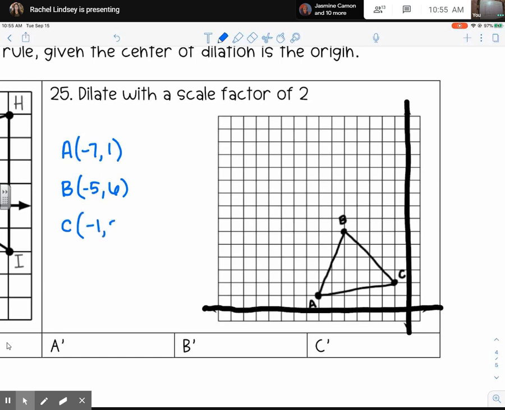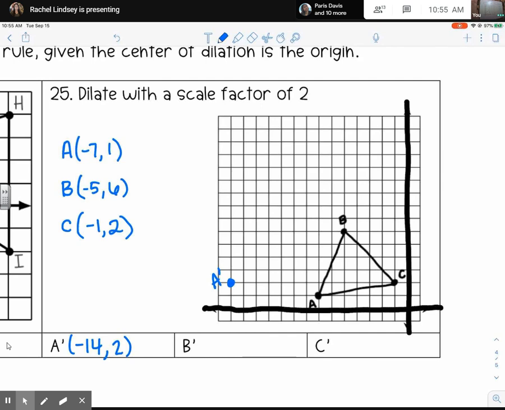So there's my original coordinates. Then I'm just gonna take them and multiply them all by 2. So what's negative 7 times 2? Negative 14. And 1 times 2? 2. So I'm gonna go to negative 14, 2 to graph that. There's my A prime. This is a big triangle.